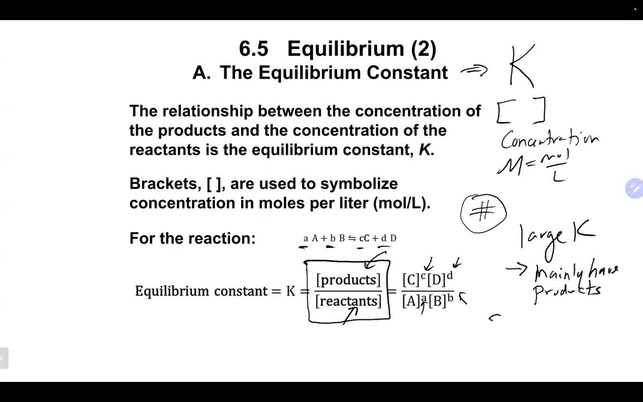And the opposite is true if you had a small value of K. In order to get a small number, you would need a small number on top and a larger number on the bottom when you divide, which means you would have more reactants than products, which means when you reach equilibrium, you would mainly have reactants there.